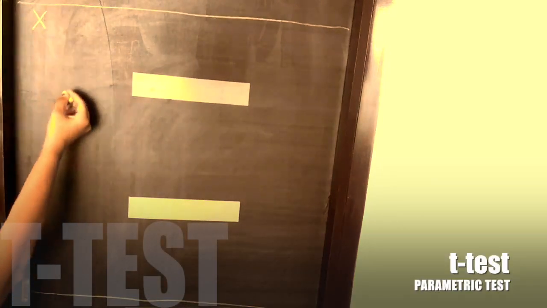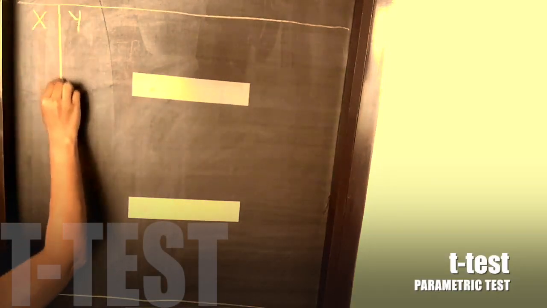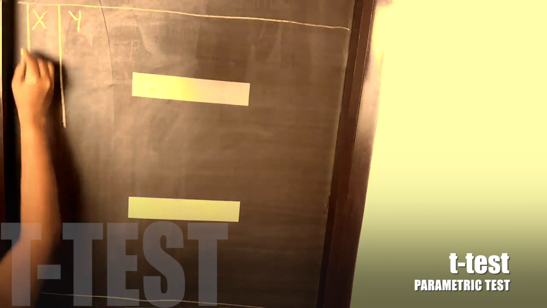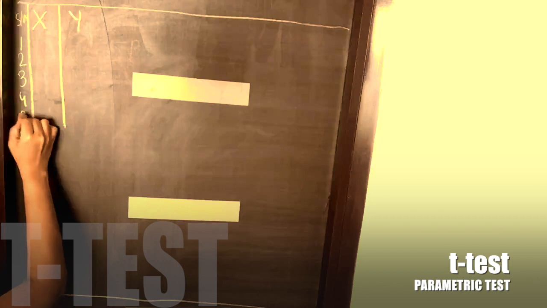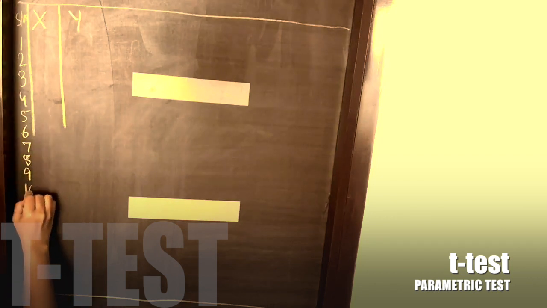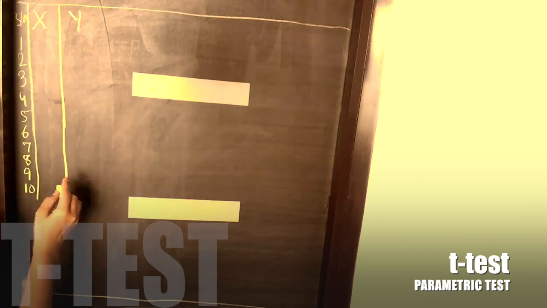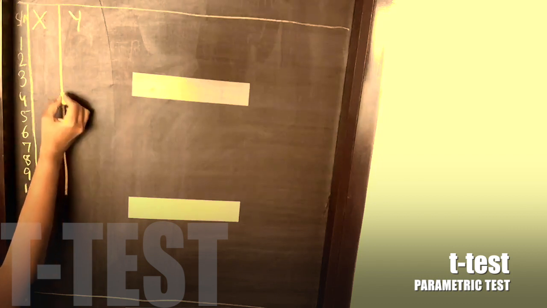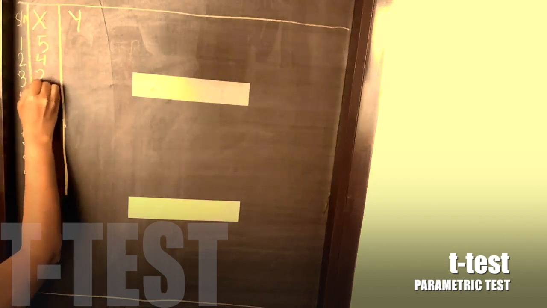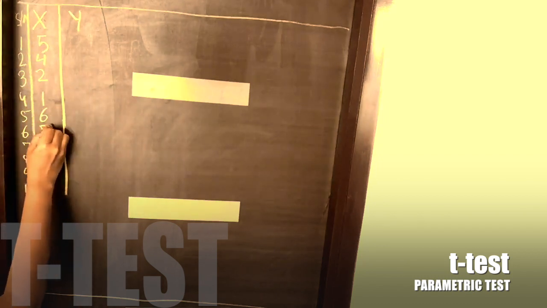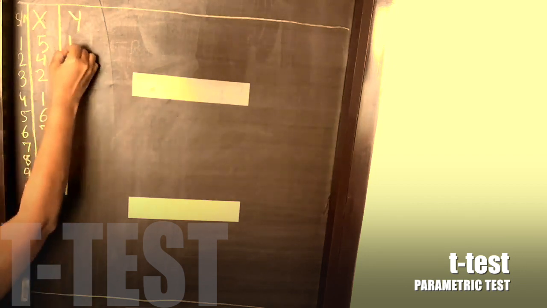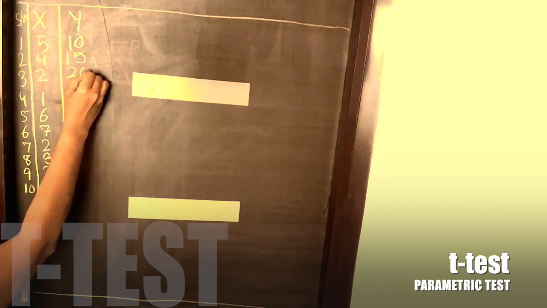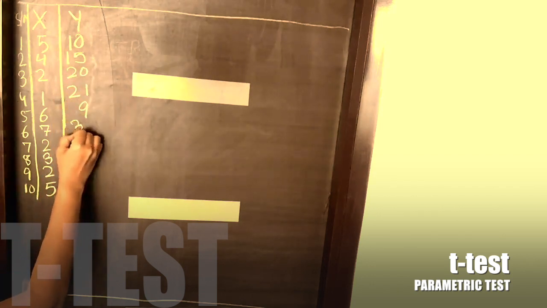Hi everyone, today we will understand how a t-test works, that is a parametric test in statistics. So we'll take 1, 2, 3, 4 till 10 n values, that will be for variable x and y. So I am quickly listing the variables here under x and y so that we can start working on the test formula.